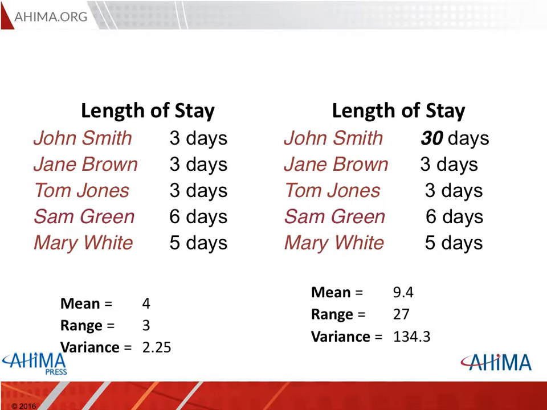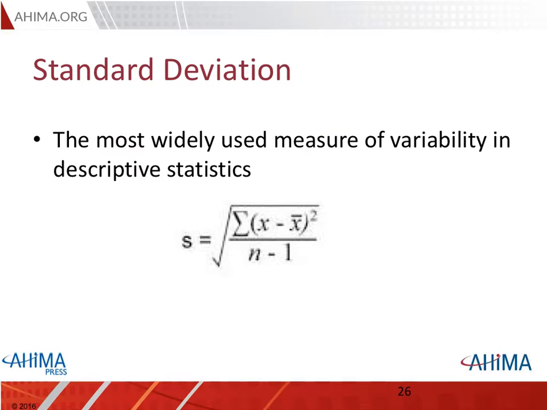Hospitals apply the same logic to lengths of stay for their patients with similar diagnoses or surgeries to determine if they are operating as efficiently as possible. Now that we know the variance for our two sets of data, finding the standard deviation is easy. All you need to do is find the square root of the variance.